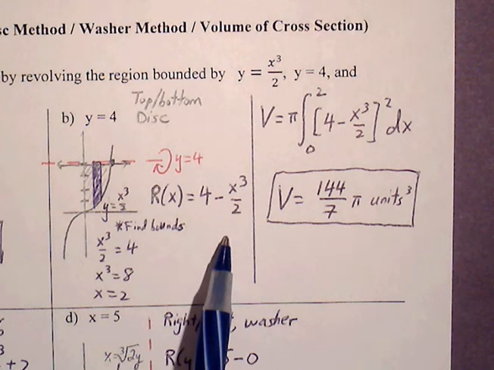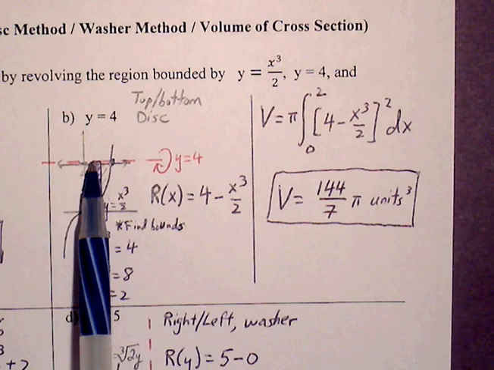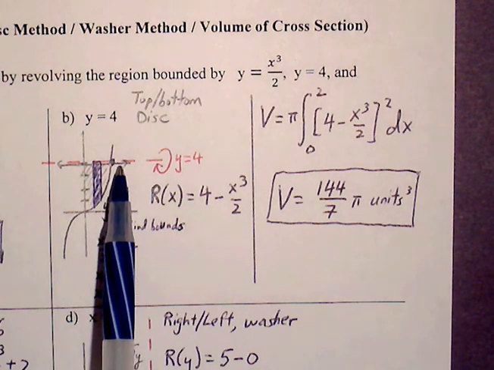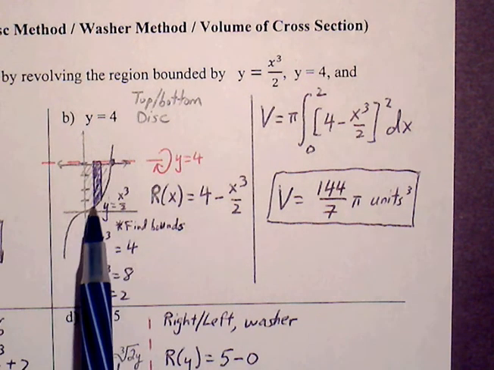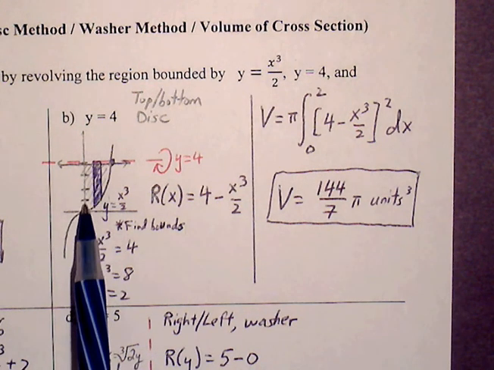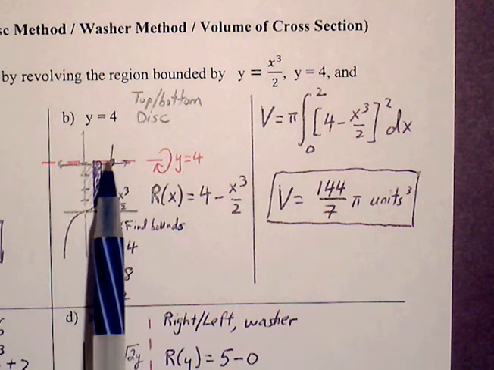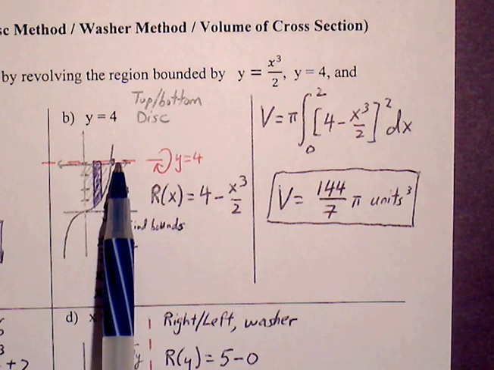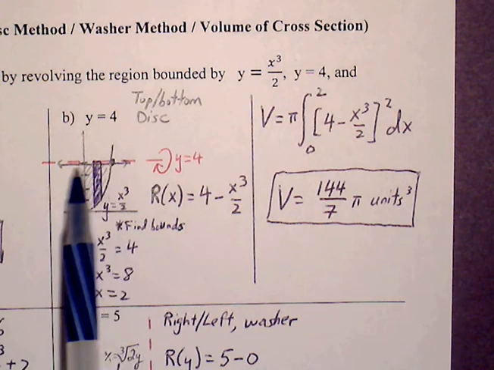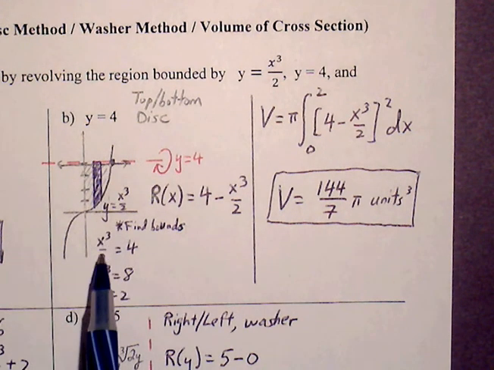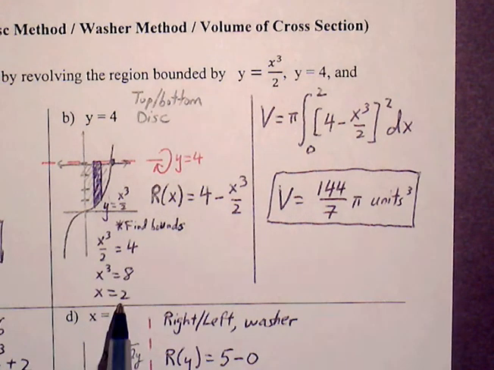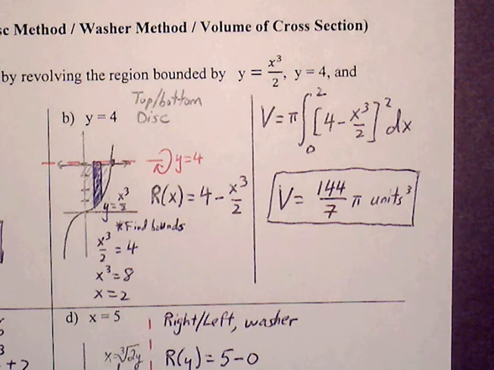We do need to find the bounds because this y equals 4 is a y value, which is not going to be what we need for our x value. So if we look at this graph, we're looking for x values, so we're looking for the furthest left, which is 0, and the furthest right, it'll be whatever this x value is. So to do that, we need to set this curve equal to y equals 4. When we do that, we get x cubed over 2 is equal to 4, x cubed equals 8, so we get x is equal to 2.